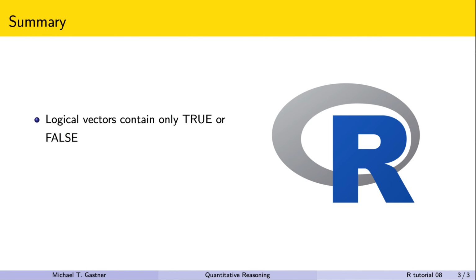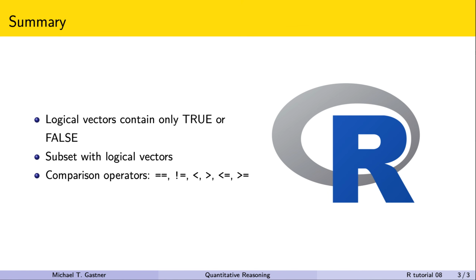Let's summarize what we've learned in this tutorial. Logical vectors contain elements that can only be either TRUE or FALSE. We can subset a vector by placing a logical vector inside square brackets. Similarly, we can filter out those rows in a data frame that satisfy a certain condition by placing a logical vector inside the square brackets followed by a comma. We can generate a logical vector with the comparison operators ==, !=, <, >, <=, and >=.